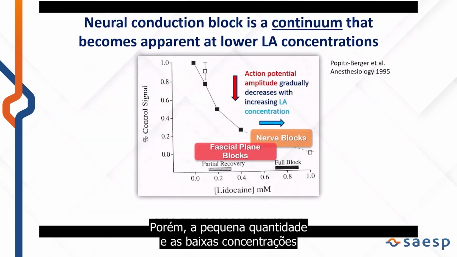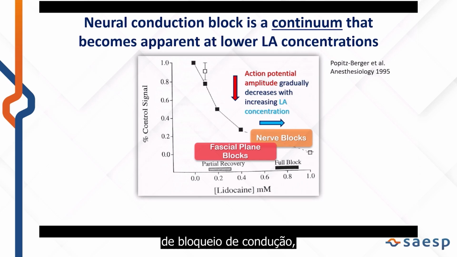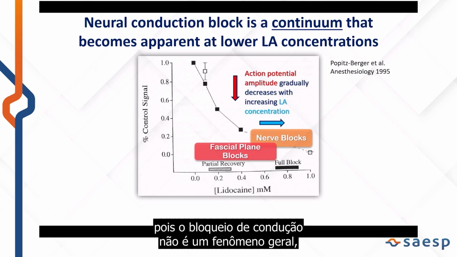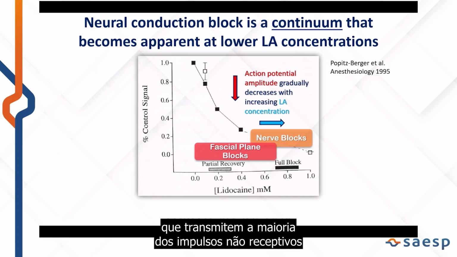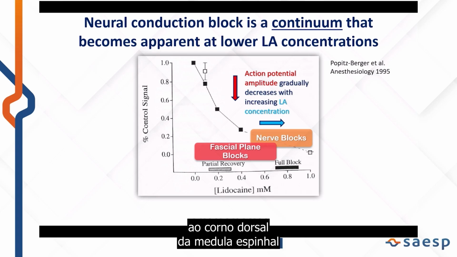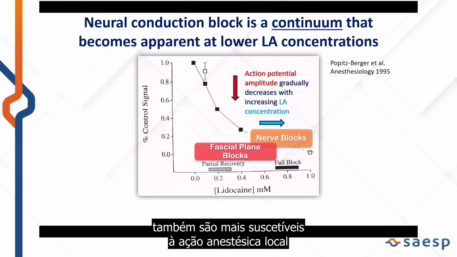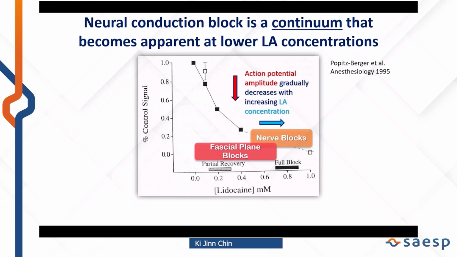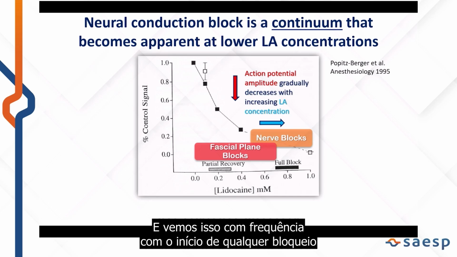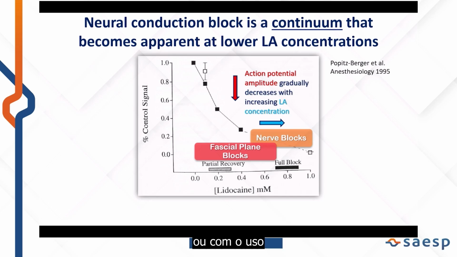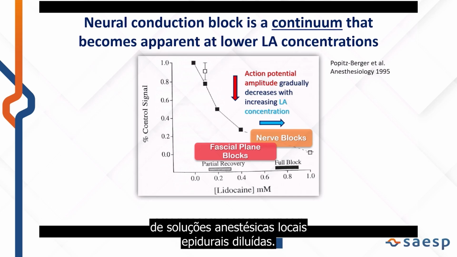However, the small amount and the low concentrations that result around nerves can still produce a degree of conduction block, because conduction block is not an all or none phenomenon, but a continuum. Small unmyelinated fibers that transmit most of the nociceptive impulses to the dorsal horn of the spinal cord are also more susceptible to local anesthetic action. And then they produce what we call differential block of different sensory and motor fibers. And we see this often with the onset of any block or with the use of dilute epidural local anesthetic solutions.